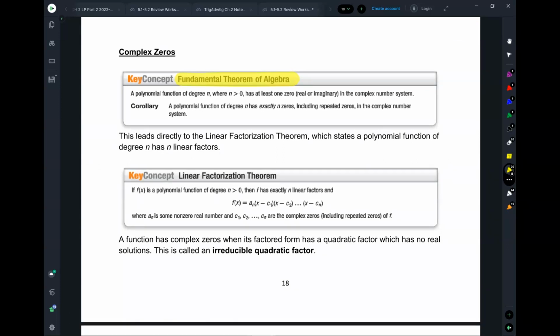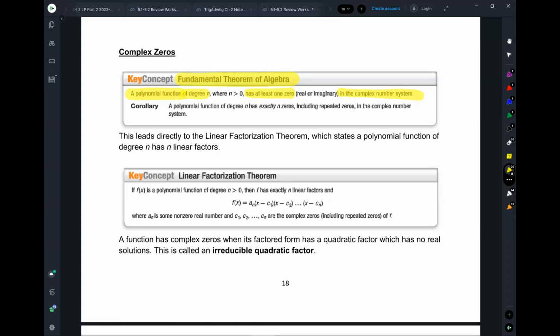Okay, so here's what this says. A polynomial function of degree n has at least 1 zero in the complex number system. That's it. That's all it says. So there is no function that has no zeros. Every function has at least 1 zero. It could be an imaginary zero, but it still has one. And as a corollary, whatever the degree is, the function has exactly that many zeros. It's just that some might be real and some might be imaginary or complex.